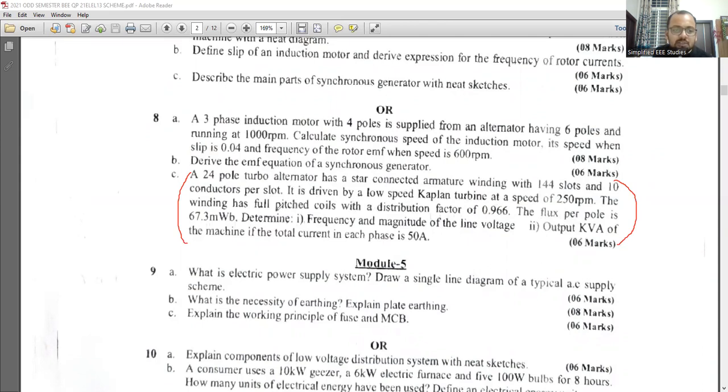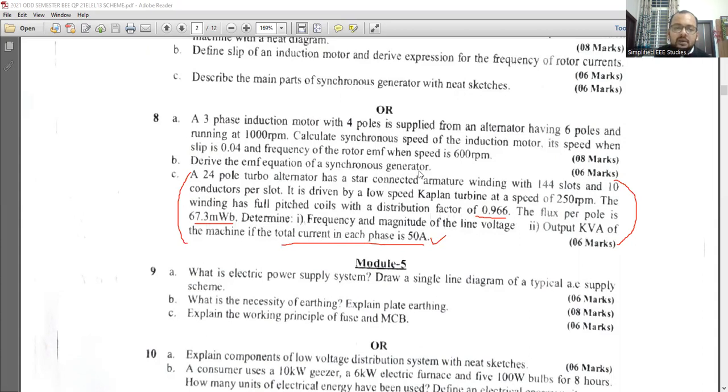Now, full pitch means you take Kp is equal to 1. Then Kd is already given 0.966. That's a distribution factor. Phi is also provided. Convert into SI unit. Now you need to calculate frequency, the magnitude of line voltage, output in kVA, all those things you have to calculate. The line current is given as 50 amps. How to make out this?